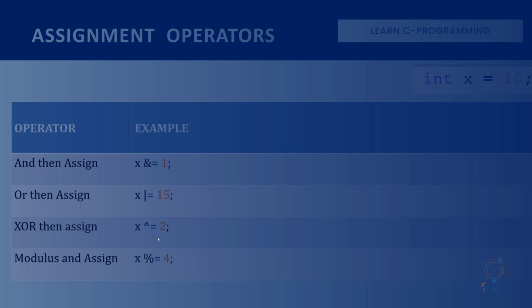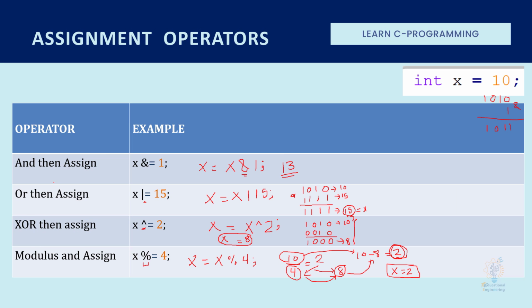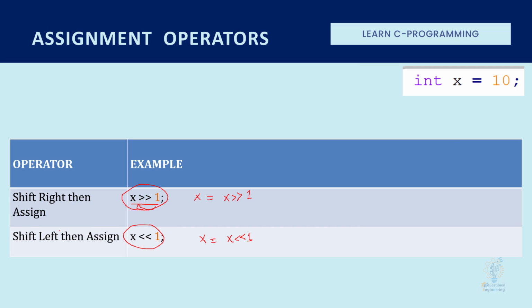So in this lesson, we learned the assign, the add and assign, plus equal, minus equal, multiply, divide, and, or, XOR, and the modulus. We also learned the right shift and left shift. Now, let's do a quick practical implementation for these values to see the result.